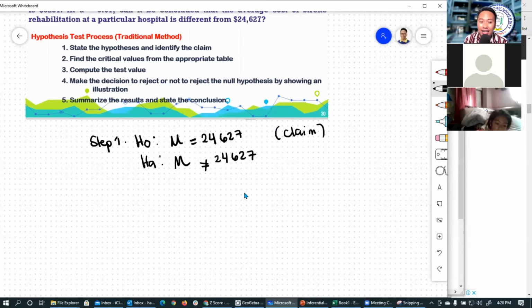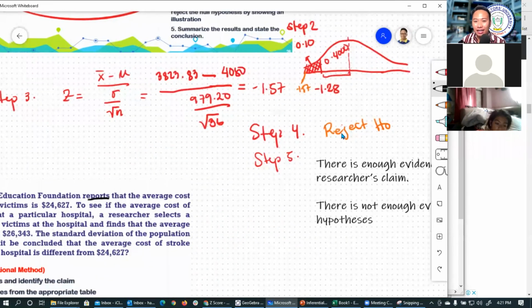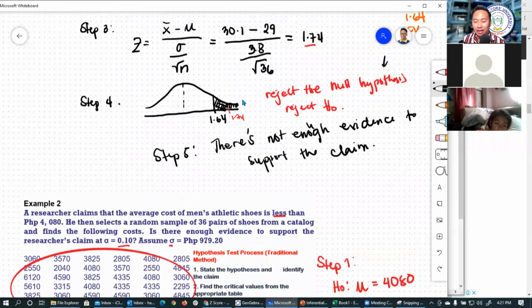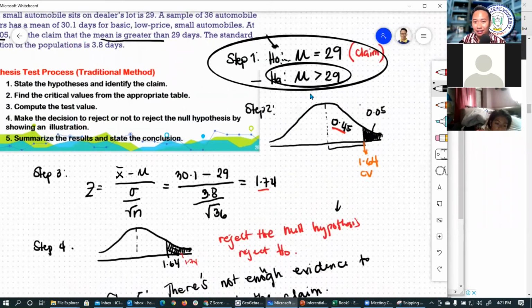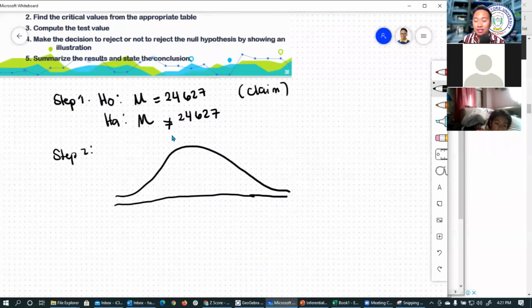Now, what's different in step 2, guys? I'm just going to show it to you to save time. I'm going to illustrate it this way here. Pardon the illustration. If you notice, this one is on the left side because the symbol uses less than. In the first example, it was on the right side because the alternative hypothesis uses greater than. However, our problem number 3 uses not equal to. This means we should have 2 tails, one tail on this side and one tail on this side.